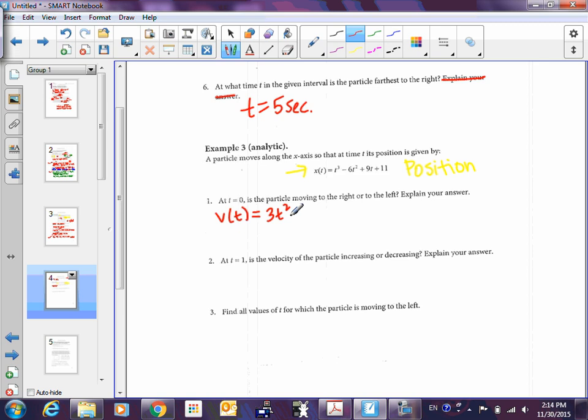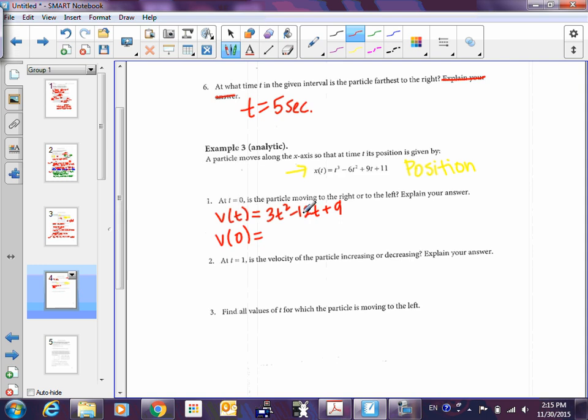3t squared minus 12t plus 9. Please be careful here. If you make one tiny arithmetic error, all your answers are going to be wrong, and they're probably going to be harder for you. So just be really careful with that. And we want to know, okay, well, what is the velocity at 0? So you don't need a calculator here to plug 0 in. Some of these are going to be calculator problems, but this one's really not that hard to do without.